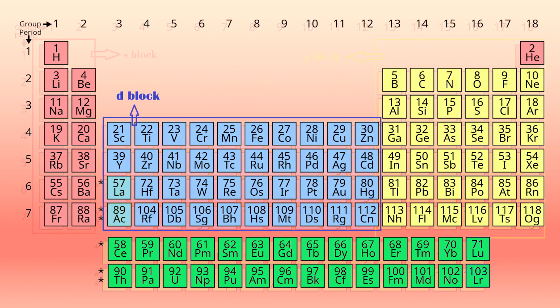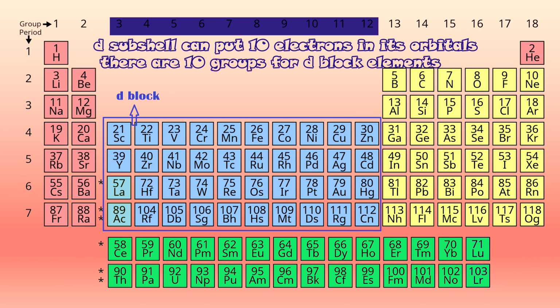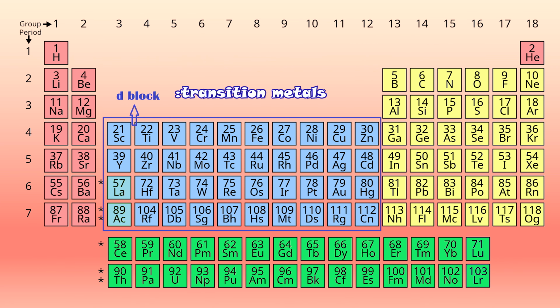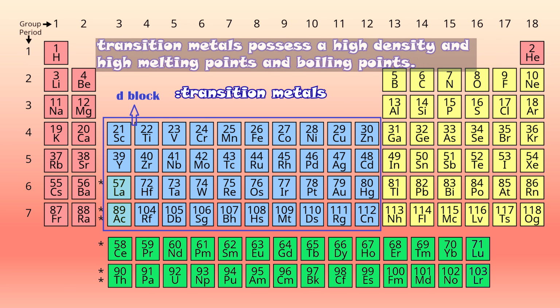D block elements. The d subshell can put 10 electrons in its orbitals. There are 10 groups for d block elements. These elements are called transition metals, as implied by the name. All transition metals are metals and thus conductors of electricity. In general, transition metals possess a high density and high melting and boiling points.